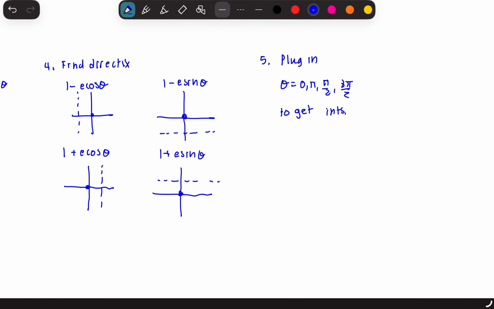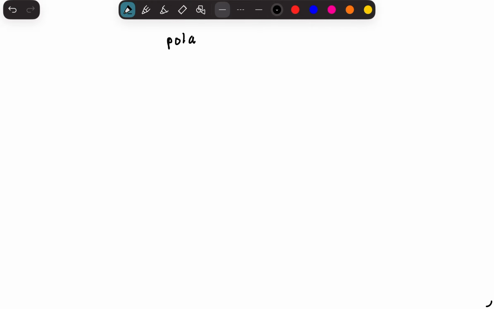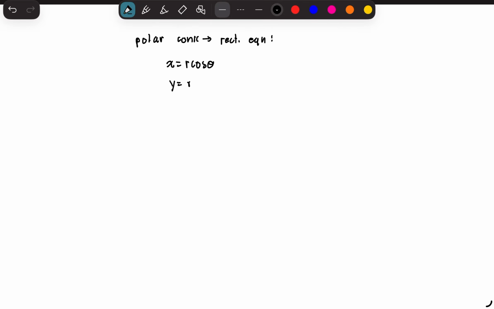Now, after this, let's do some more practice problems. So, let's say we want to tackle forms where we have to convert a polar conic into a rectangular equation. So we're going to go from polar conic to rectangular equation. And we're going to use x is equal to r cosine of theta, y is equal to r sine of theta, and also r squared is equal to x squared plus y squared.